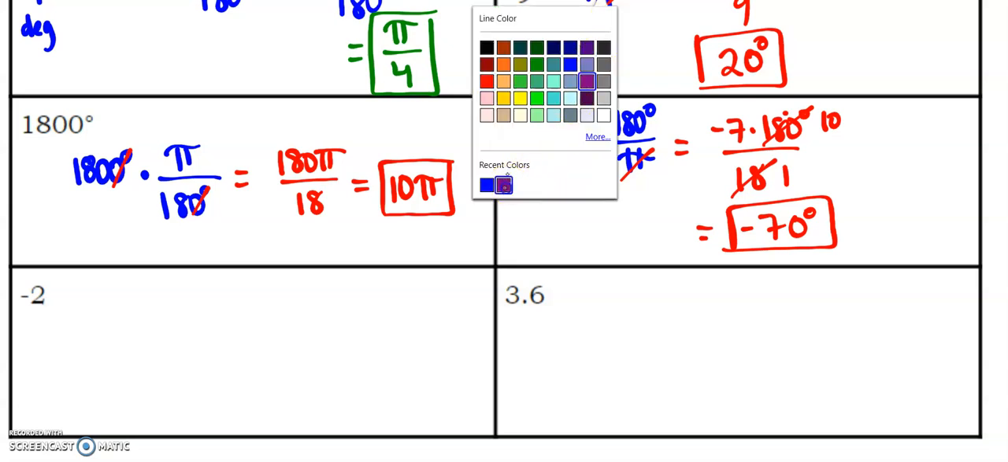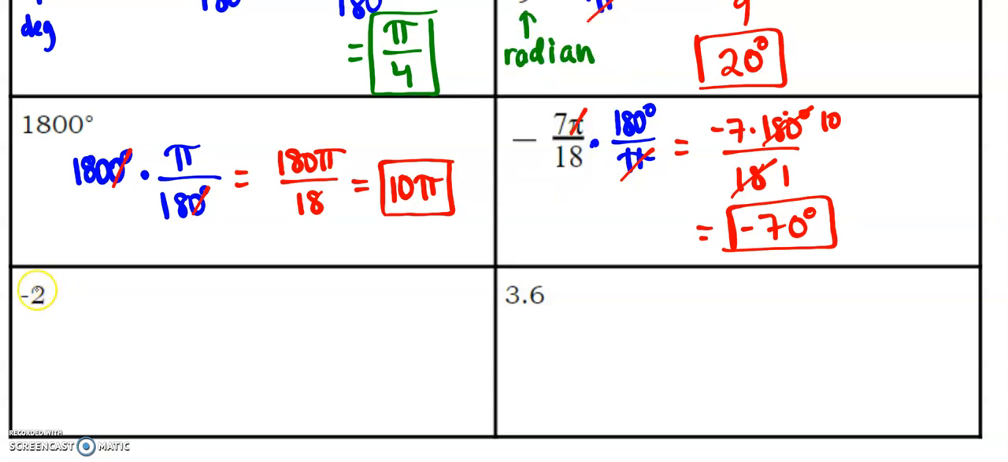Now, these next two I left for us to talk about because there's no degree symbol, but yet there's no pi symbol. These are still radians, okay? If you see a whole number without any degree symbol, then we're talking about something that's in radians or decimal.